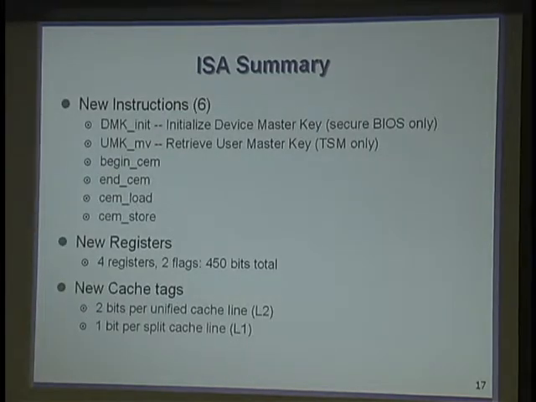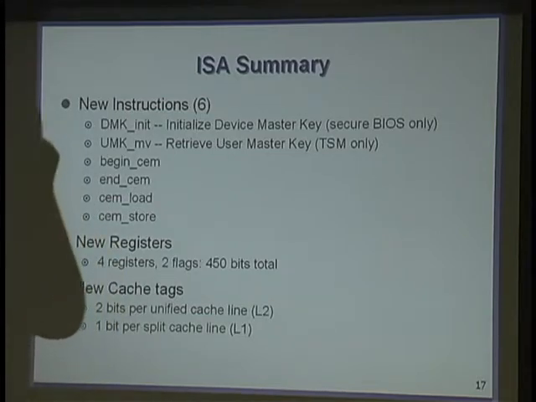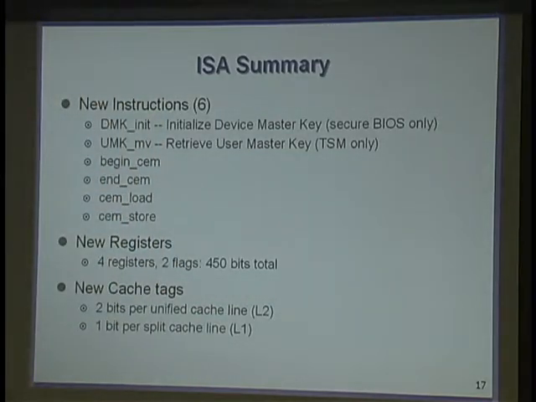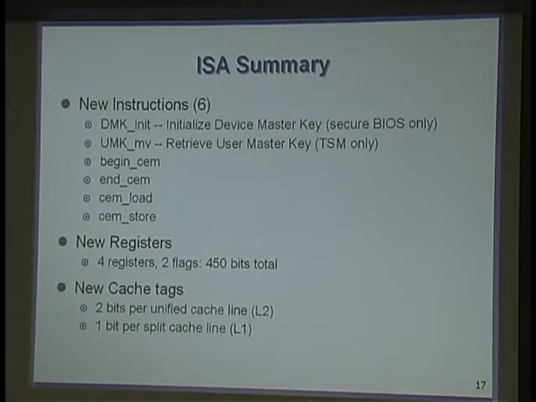So what are the instructions we need? Well, you need something that initializes the device master key, and this may only be done by the secure BIOS. You need something that retrieves the user master key, and this may only be done by a TSM, a trusted software module, because you need the user master key to get the other keys and so forth. Then you need something to say you're going into a secure execution mode, SEM mode. So that's the begin SEM and then the following end SEM. And you need SEM load and SEM store, which I have previously called secure load and secure store. Now, of course, you have the normal instructions as well.